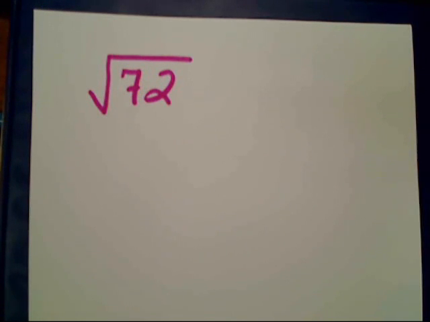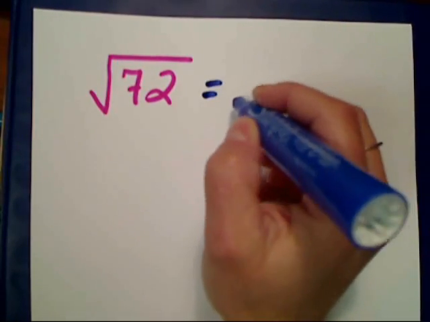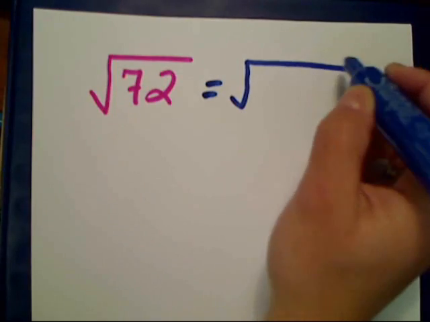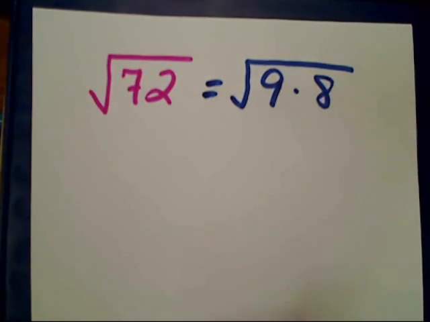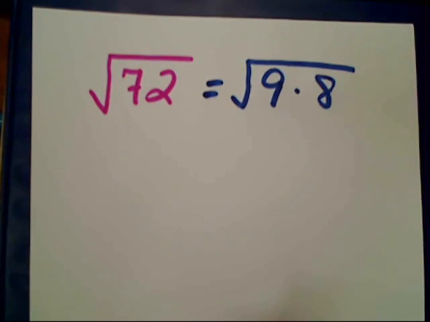Let's do another one. How about the square root of 72? Now the first thing I see with 72 is I remember that that is one from my multiplication tables. 8 times 9 is 72. And 9 happens to be one of my perfect squares. So I'm going to use that. Once again, I like to write my perfect square factor first, just so that when I break it into the two separate, it's already out in front.